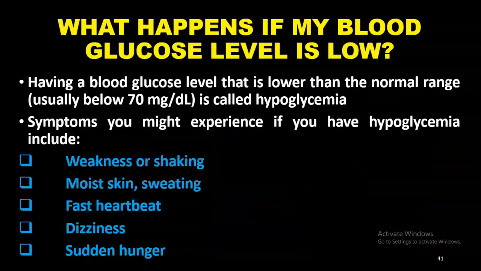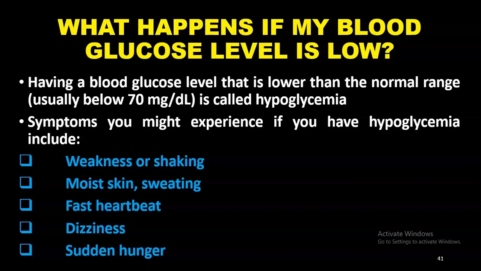So let's answer this question. What happens if my blood glucose level is low? Someone will ask this question. What happens if I get tested and my blood glucose level is low? So having a blood glucose level that is lower than the normal range, that is usually below 70 mg per dl, is called hypoglycemia. This is a sign that your body gives out that you need sugar.